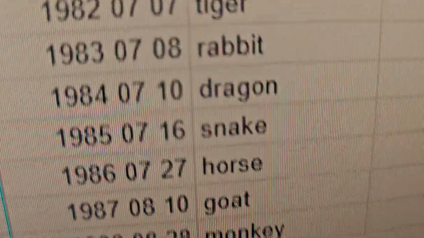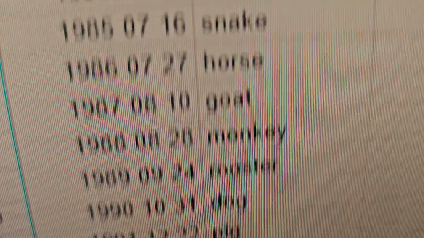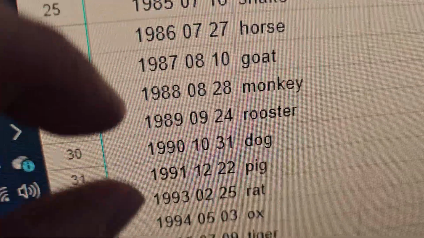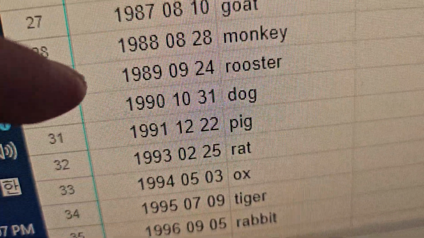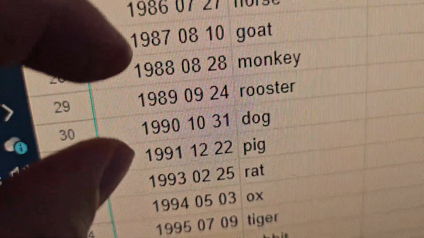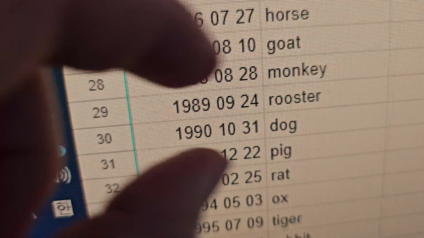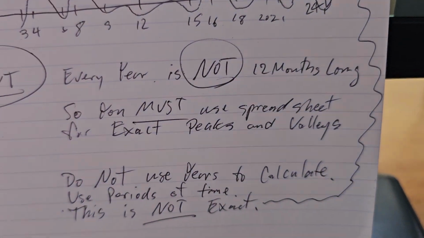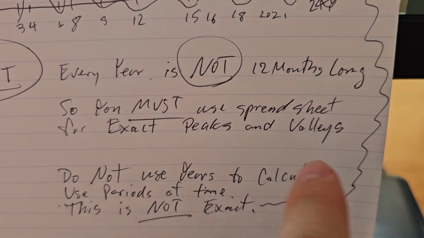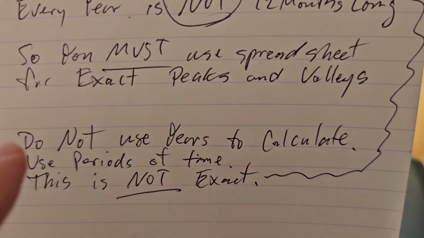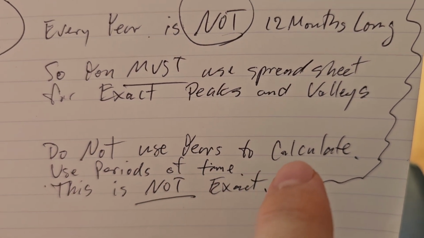Sometimes, see, look here: 1989 September to 1990 October. So this is a year plus 1 month. This is 13 months long in this time period. So you must use the spreadsheet for exact peaks and valleys. Do not use years to calculate.